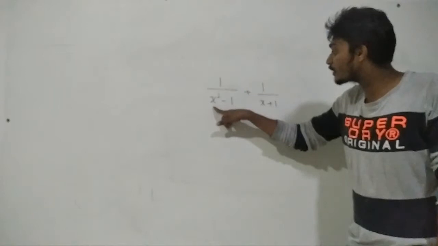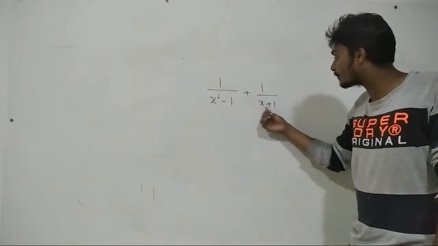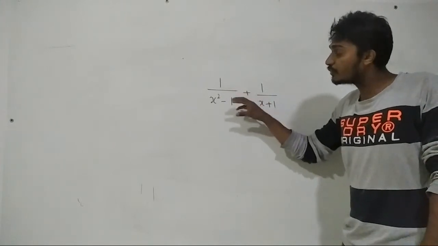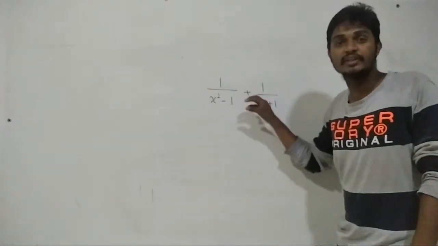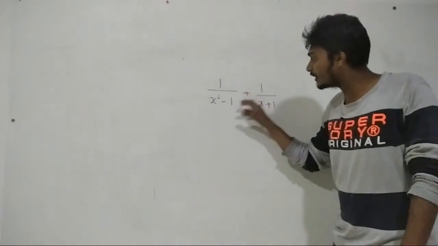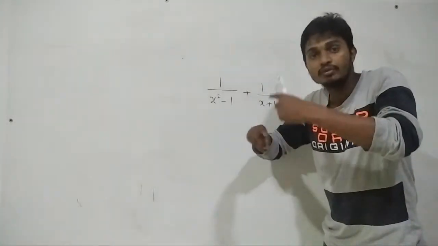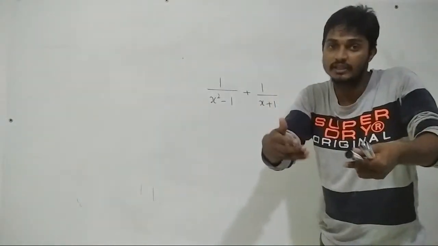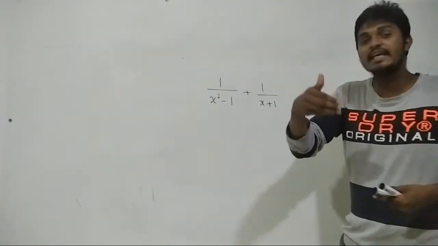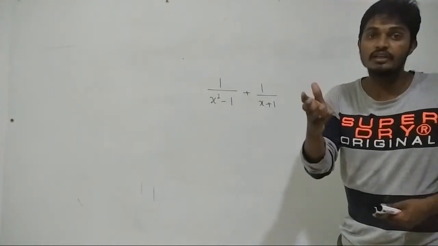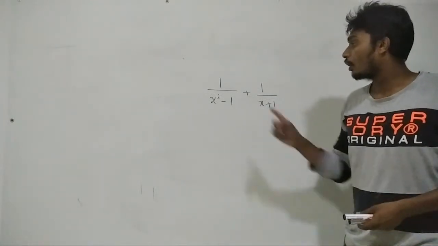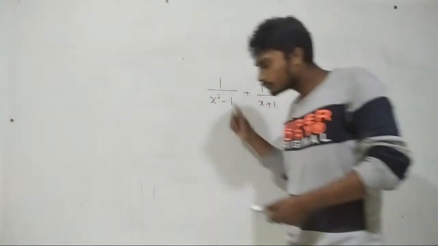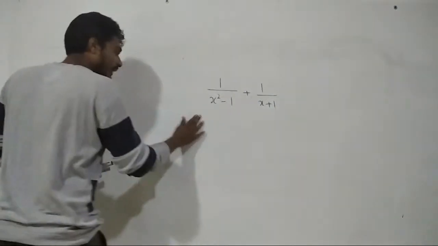So guys, x squared minus 1 and x plus 1, these are the denominators. Now we have to find the LCM of the denominators. Once we have found the LCM of the denominators, it is much more convenient for us to deal with the problem. Alright guys, let's factorize this x squared minus 1.